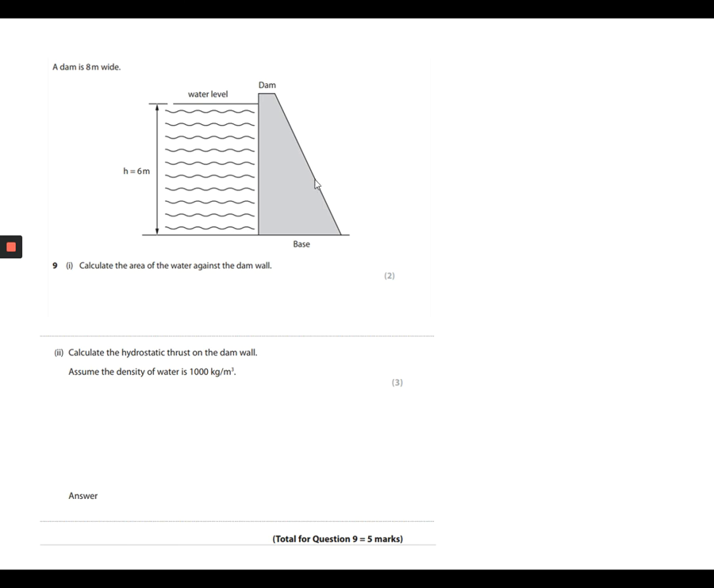Okay, so to show me that you've listened, I would like you just to send me the answers to 9 part 1 and 9 part 2, and also the answers to this question. So this doesn't have a separate section where you work out the area. This is just straight for asking for the hydrostatic thrust on the dam. So I won't say anything about this one. You can pause the video, jot the values down, and all I want is the hydrostatic thrust for this question.